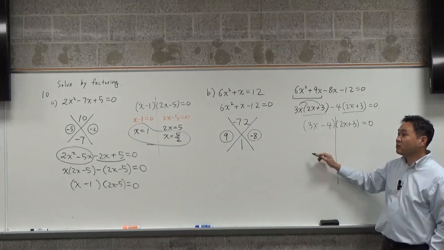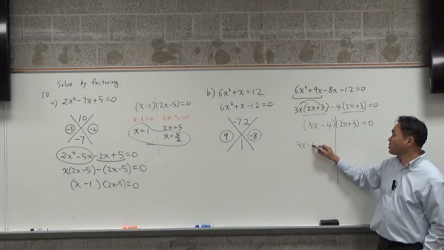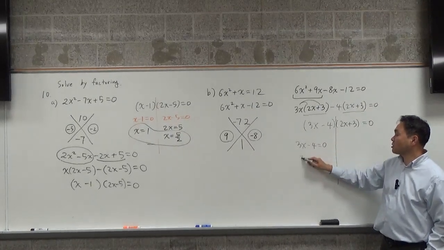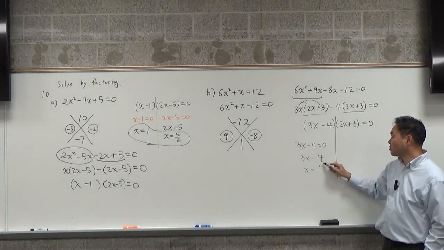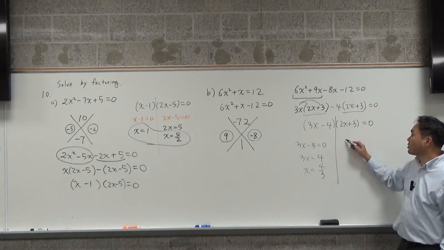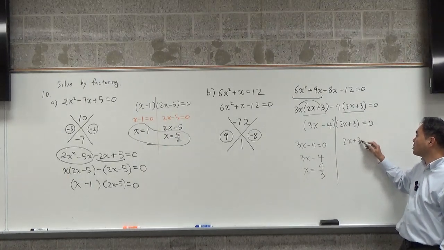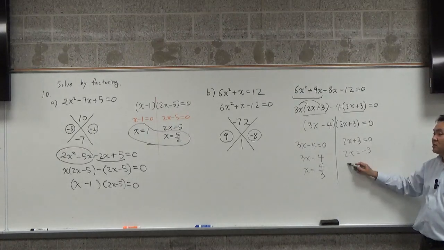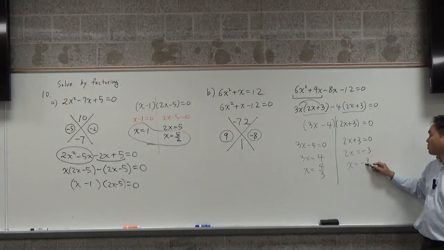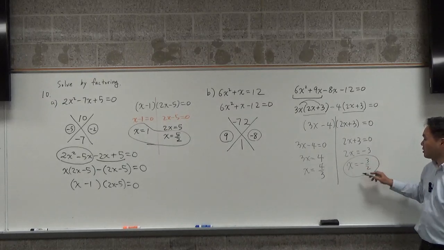Same idea. You set 3x minus 4 equals 0, so that 3x equals 4. Divide by 3, you get 4 over 3. Over here, 2x plus 3 equals 0. Subtract 3 from both sides. Divide by 2, you get negative 3 over 2. So these are the solutions.